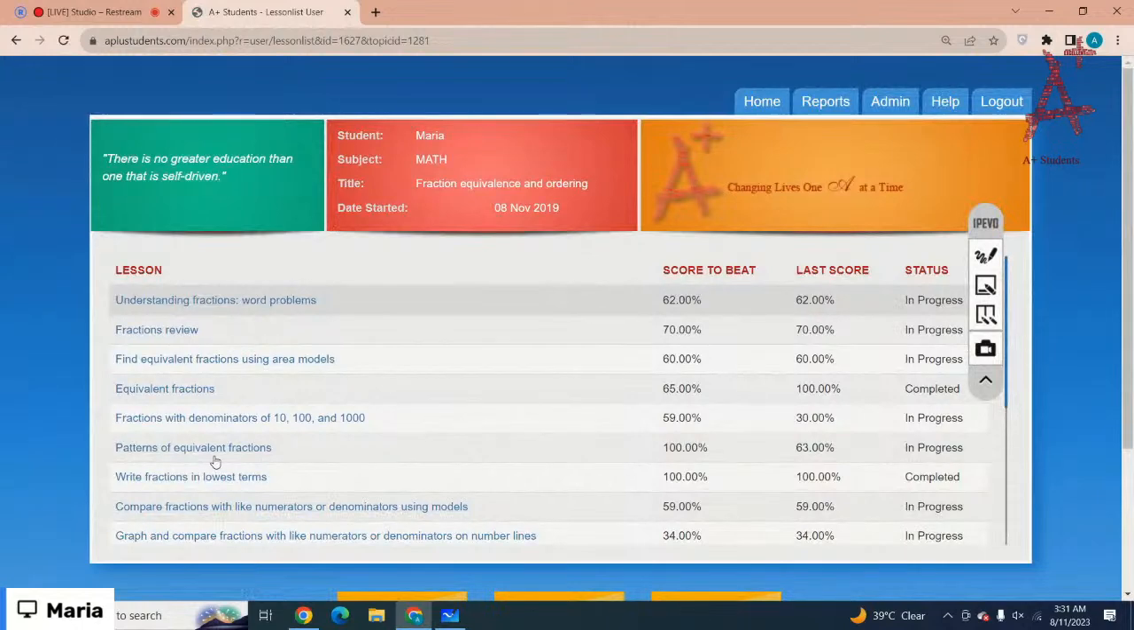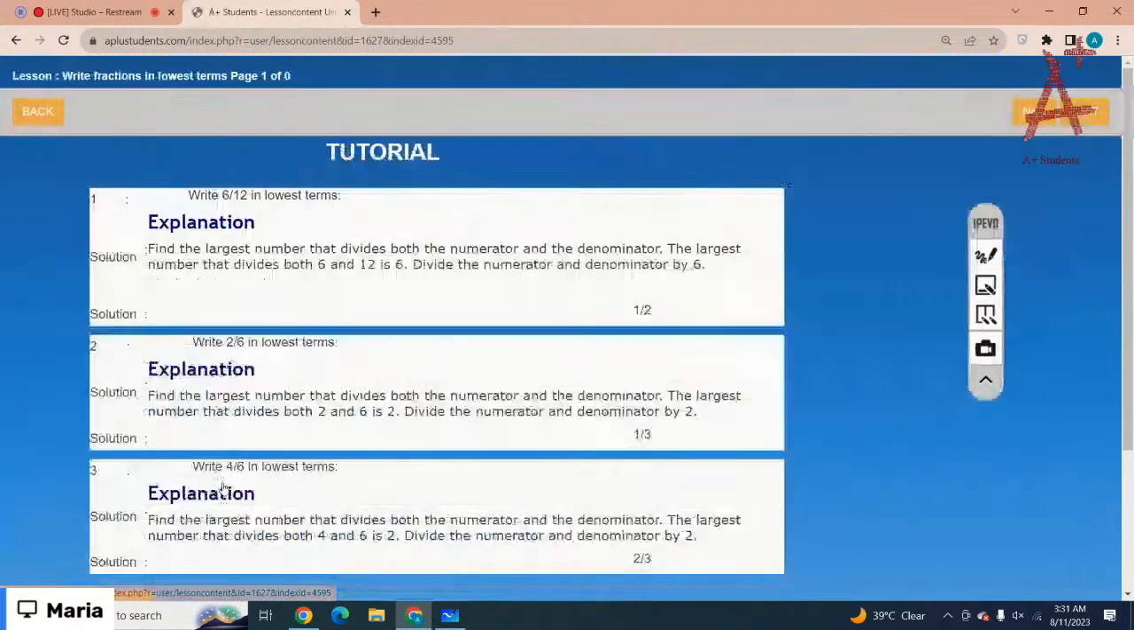Okay, the next one is write fractions in lowest terms. So how do you write the fractions in the lowest term? Write 6/12 in the lowest term, right? You have to find the largest number that divides both numerator and denominator, right? So which is the largest number that can divide both 6 and 12? The greatest number is 6. So you have to divide both numerator and denominator by 6.